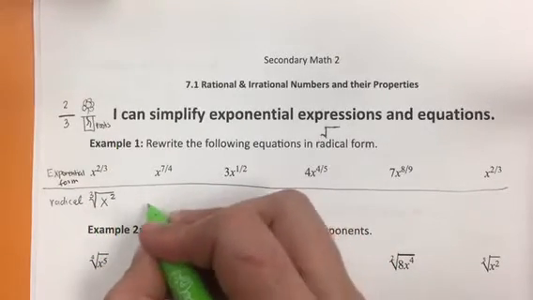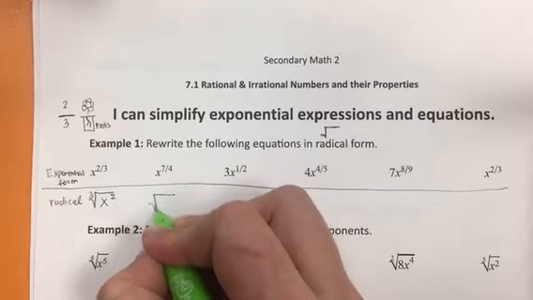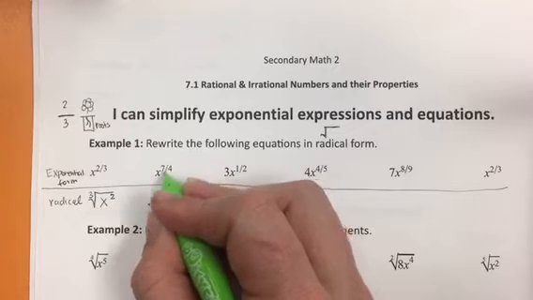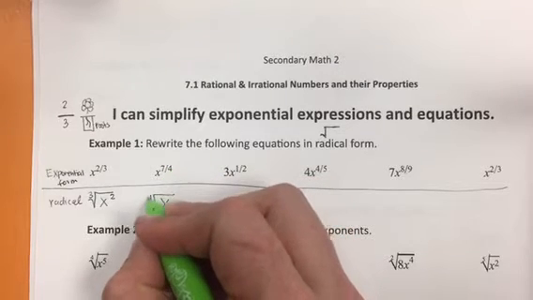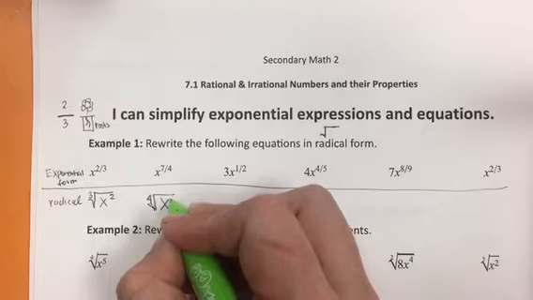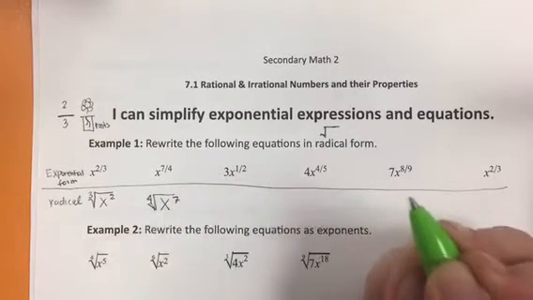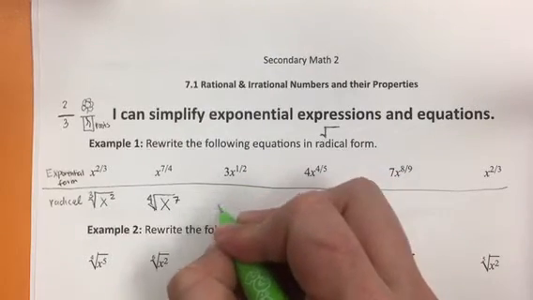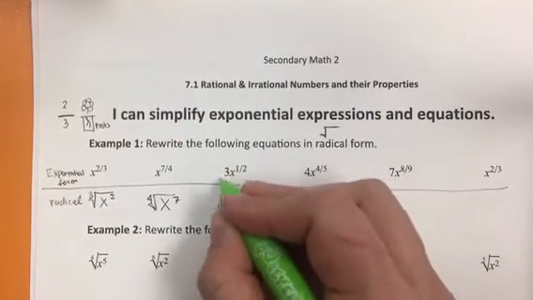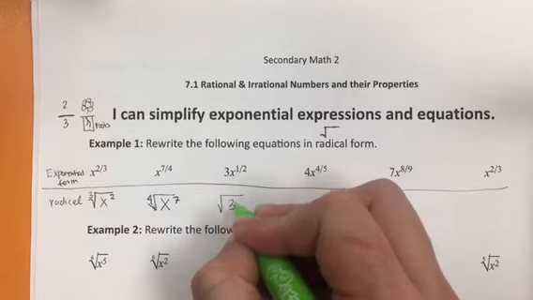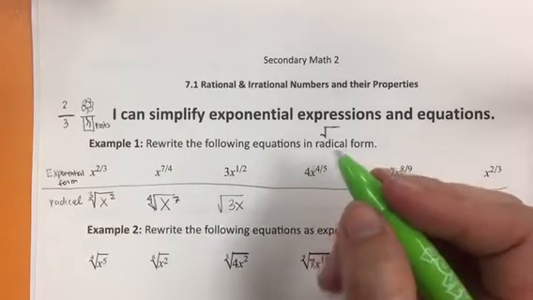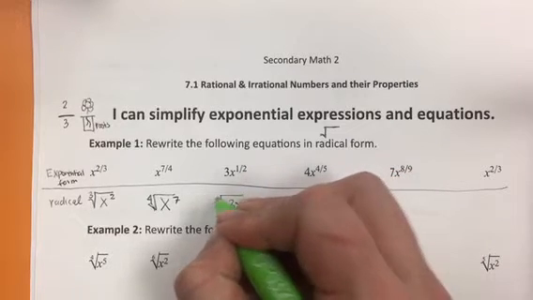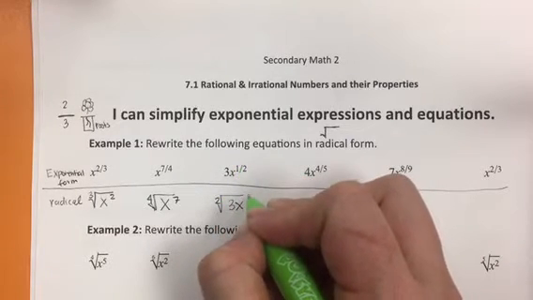So once again, I have my radical. The x goes inside. The bottom number is the root. The top number is the power. Okay, once again, I draw my radical. The 3x goes inside. And then that bottom number goes on the root, and the top number is the power.